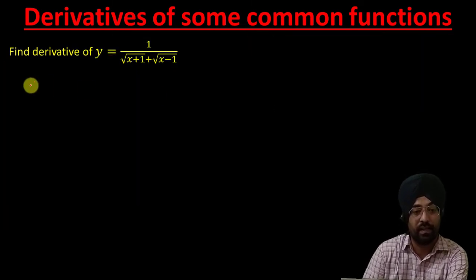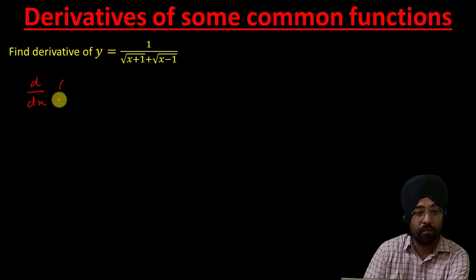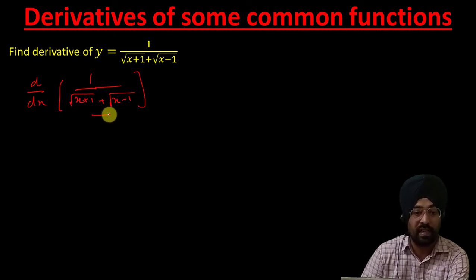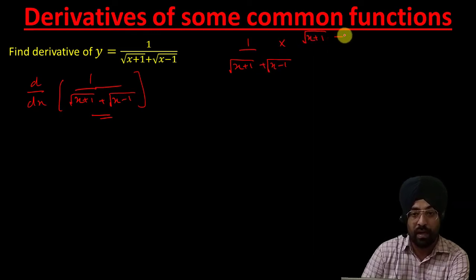Now we have to find the derivative of 1 by x plus 1 square root plus x minus 1 square root. Here we will apply an approach called rationalization. So first we will rationalize this function. So let us do the rationalization: 1 upon x plus 1 square root plus x minus 1 square root. It can be rationalized as x plus 1 square root minus x minus 1 square root. We keep the denominator, then we just have to change the sign. We have to write the rest as it is.